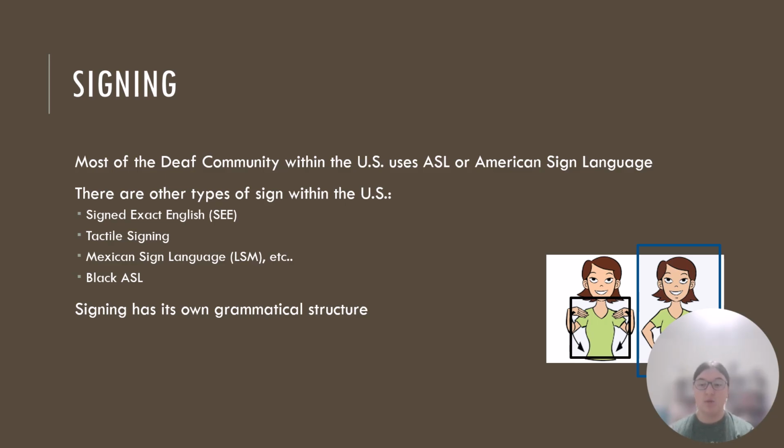Signing should be performed in an open, well-lit space so both parties have room to express themselves and can see each other clearly. One person should sign at a time so everyone involved in the conversation understands what is being signed, and facial expressions and body language are encouraged as these are a proper part of signing.